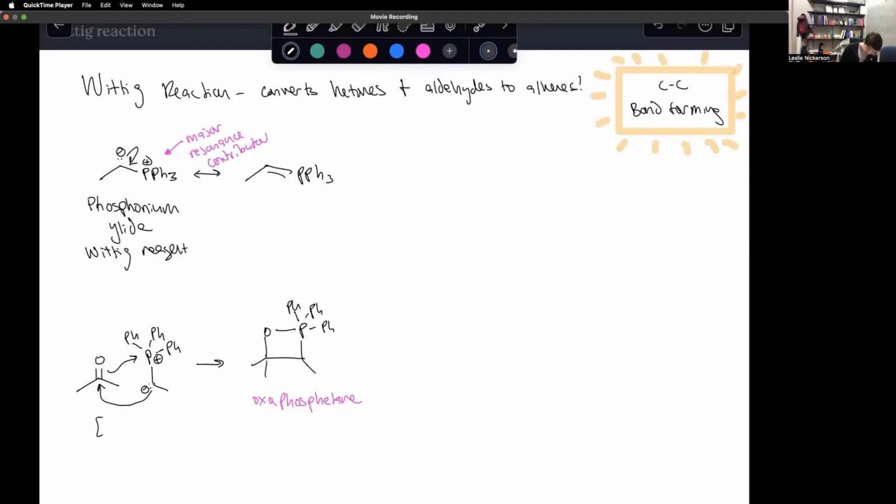So this was a 2 + 2. This is basically going to be a retro 2 + 2, where we're doing the backwards version. So we're going to make an O-P pi bond, a C-C pi bond, and then we've gotten triphenylphosphine oxide and a new alkene product. Okay, so pretty cool reaction, pretty slick little way of doing it.